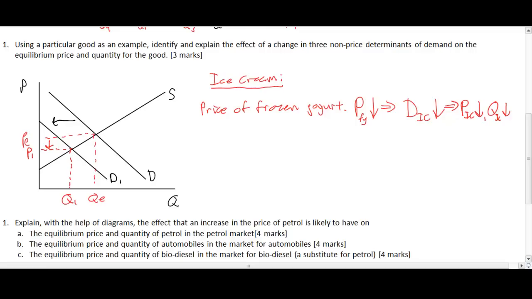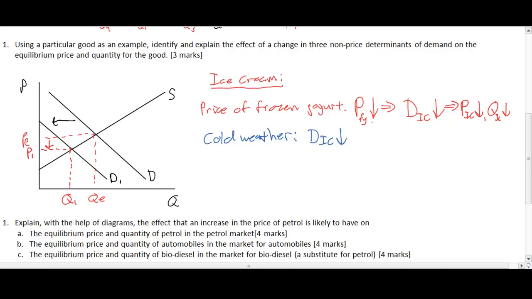Now, there could be other circumstances that would lead to an increase or a decrease in the demand for ice cream. For example, what if there is abnormally cold weather? Ice cream is a product that is consumed seasonally. When the weather is abnormally cold, we would expect the demand for ice cream to decrease as well.